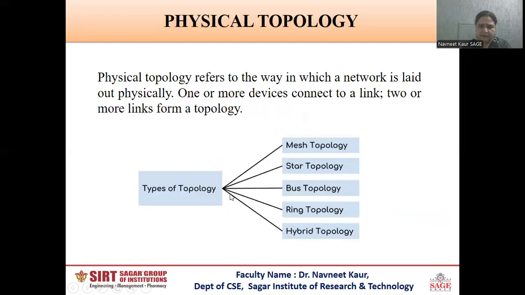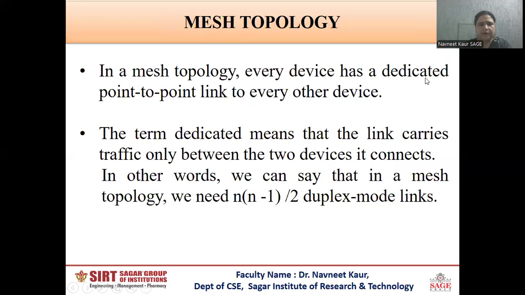There are basically 5 types of physical topology in the network. First is mesh topology, then star topology, bus, ring, and hybrid topology. Now I'll discuss all these types in my next sections. First, I'll discuss mesh topology.